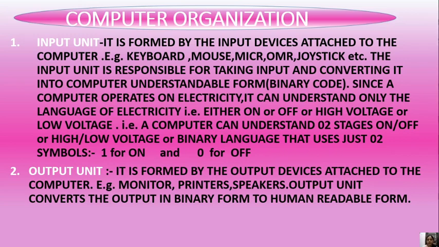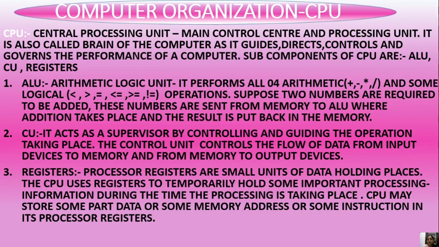Now the second point is output unit. It is formed by the output devices attached to the computer. For example, monitor, printer, speaker, these all are output devices. Output unit converts the output in binary form to human readable form. So these are two units, input and output. Now CPU, you all are aware about this. CPU, Central Processing Unit, we can say it is also called the main control center and processing unit, and it is also called the brain of the computer.